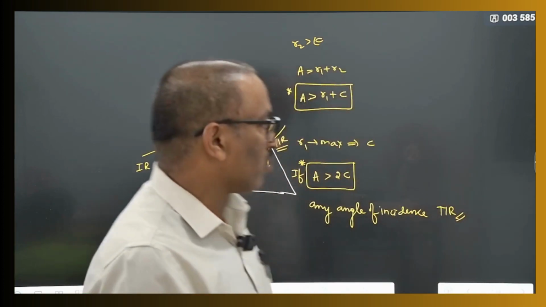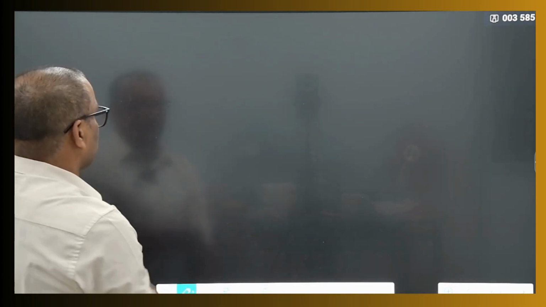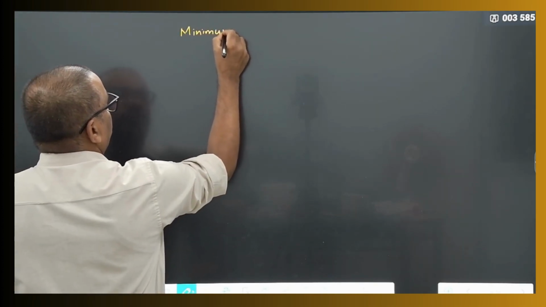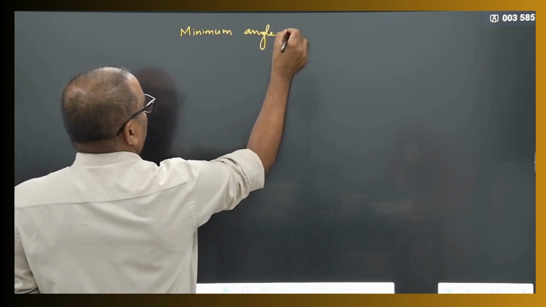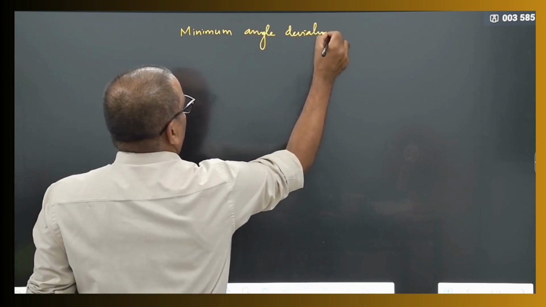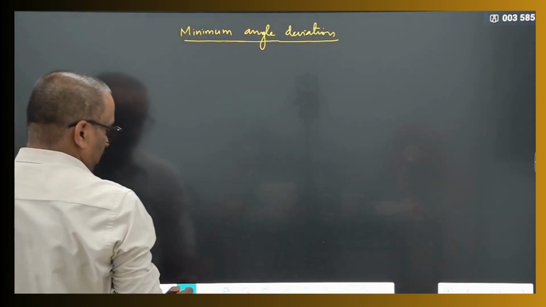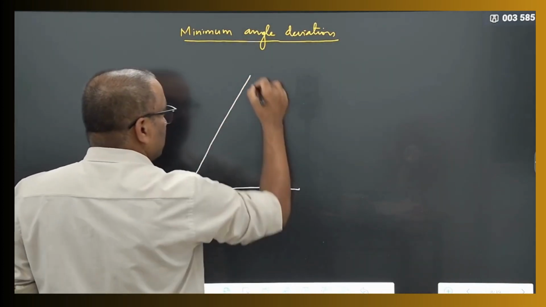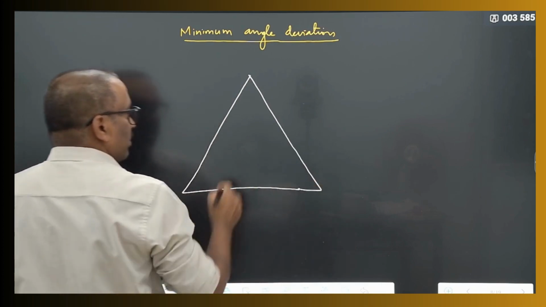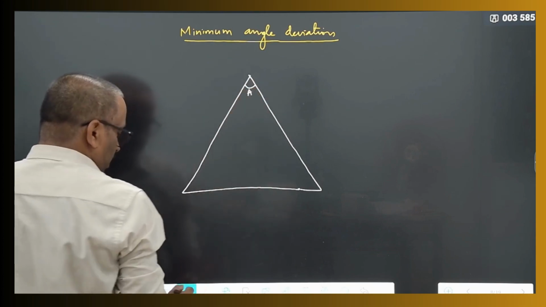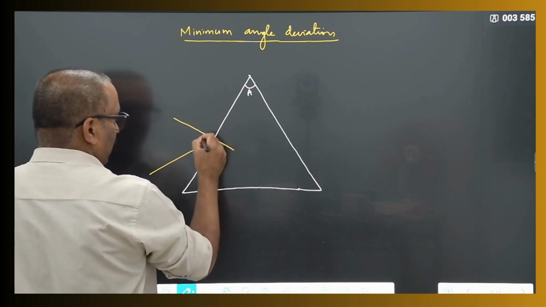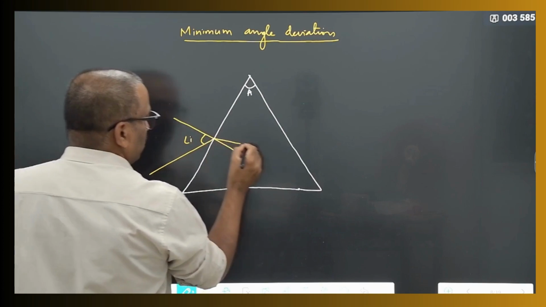And one more important concept is there, that is minimum angle of deviation. Now let us see. Most of the times you can expect a question on this. So this is minimum angle of deviation. What is this minimum angle of deviation? At minimum angle of deviation, what is going to happen? Let us see. This is your angle of prism, and this is your incident ray, monochromatic light. This is your angle of incidence, you know already.